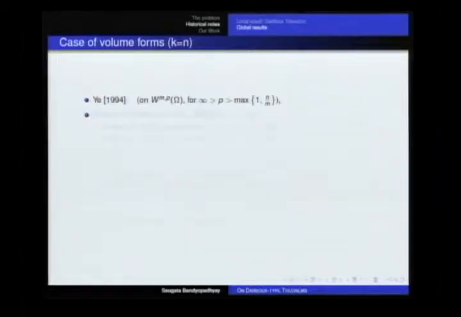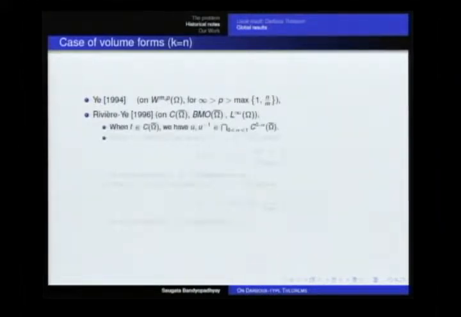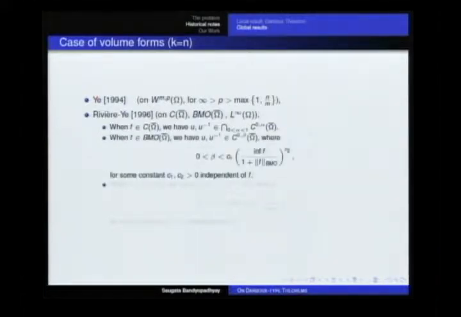Okay. Now, after this, the result of de Coronia and Moser was extended to various other function spaces by, for example, Ye in 1994, who extended it to Sobolev spaces, higher order Sobolev spaces. You note that higher order means mp greater than n, so the Sobolev space becomes an algebra there. And then Riviere, who did it for the continuous space, BMO and L infinity. So, okay, we skip the results for the time being, it's not going to be important in this talk.